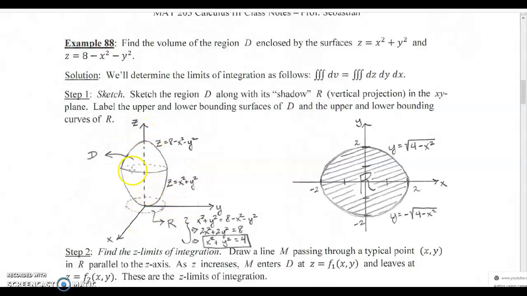When I look at the intersection of these two surfaces, I set them equal to each other and I see that their intersection is a circle with a radius of 2. So there it is, and if it plops down, I see the shadow on the xy plane. That gives me how I can find dy dx. As x goes from minus 2 to 2, y will go from the lower half of the circle, which is minus the square root of 4 minus x squared, to the upper half of the circle, which is positive square root of 4 minus x squared.